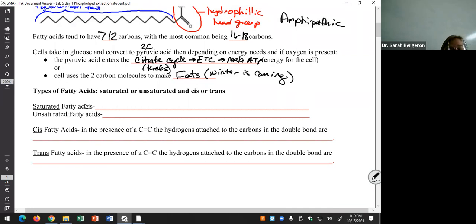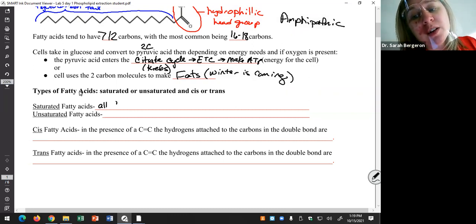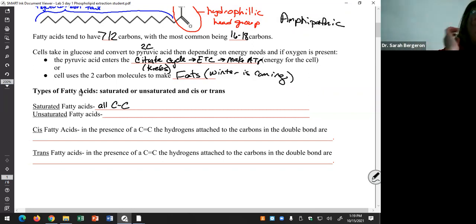So there are a couple of different fats that you can make, right? And we can classify them. So saturated fatty acids. Why do we call them saturated? They're full of hydrogen. So if they're full of hydrogen, they must have all what? Carbon-carbon single bonds. As the carbons are saturated with hydrogens.